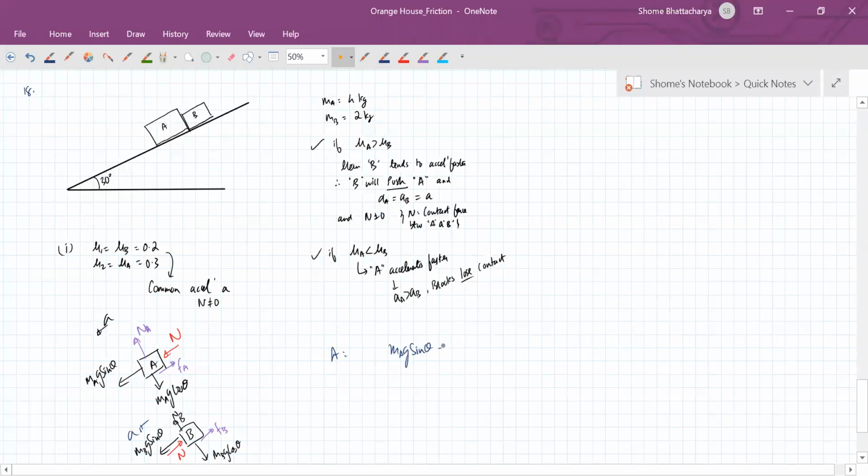So for A, the equation will become mg sin theta plus N minus friction. The mass of A is 4 kg. So 40 into half plus some unknown N minus coefficient of friction 0.3 into 40 into root 3 by 2 is equal to 4a. That's equation 1.